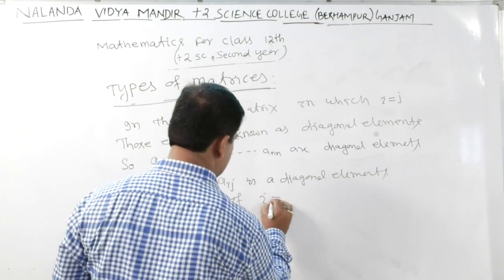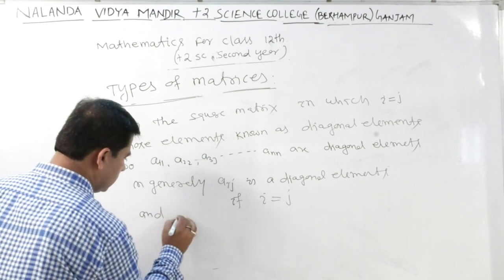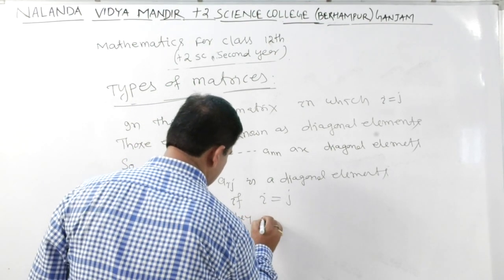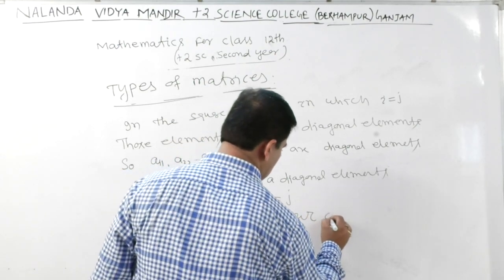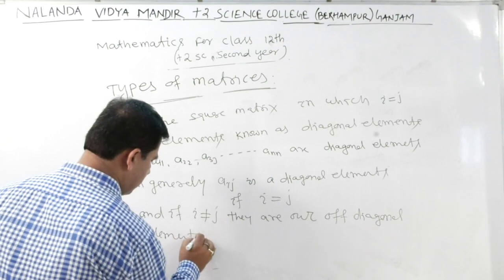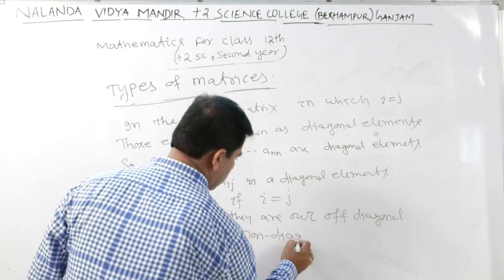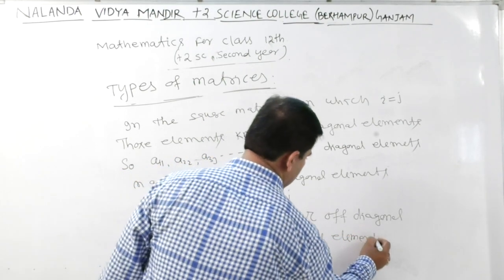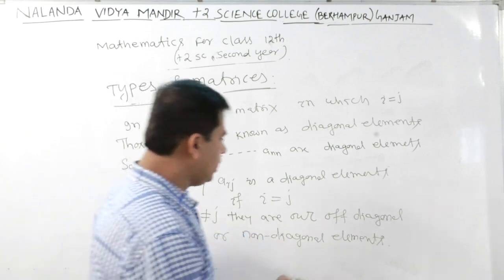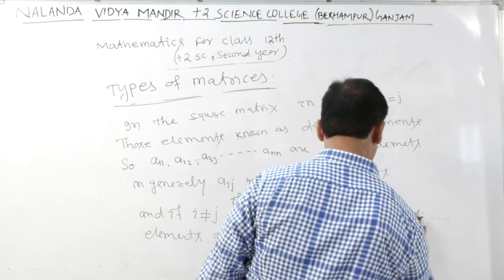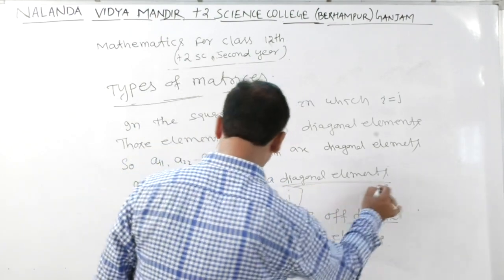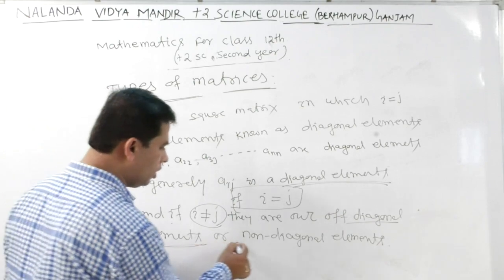if i is equal to j, and if i is not equal to j, they are our off diagonal elements or non-diagonal elements. In which i is equal to j, they are our diagonal elements. If i is not equal to j, they are our off diagonal or non-diagonal elements.